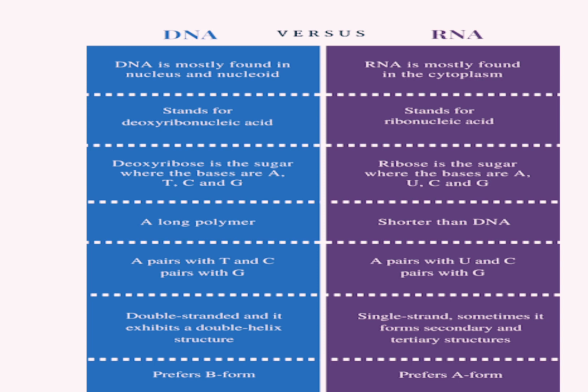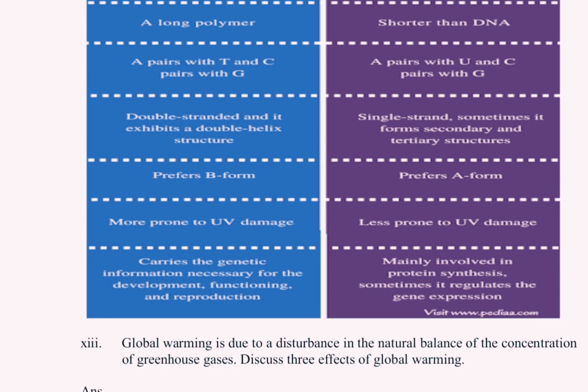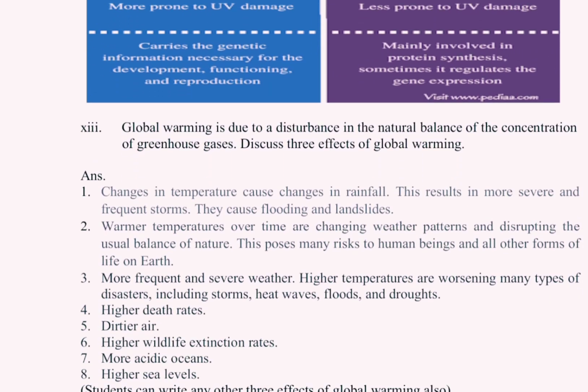And then DNA is a double-strand system, RNA is a single-strand system, and DNA is a comparatively long polymer, and RNA is a shorter chain, a shorter polymer. So these are the basic differences between them. Also, one of the differences is that the genetic information is carried by DNA, and RNA is basically involved in protein synthesis and that type of thing.